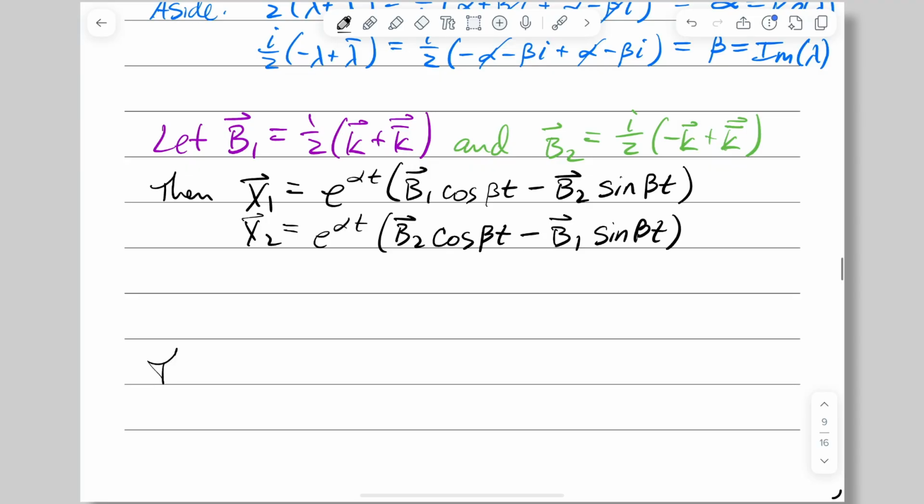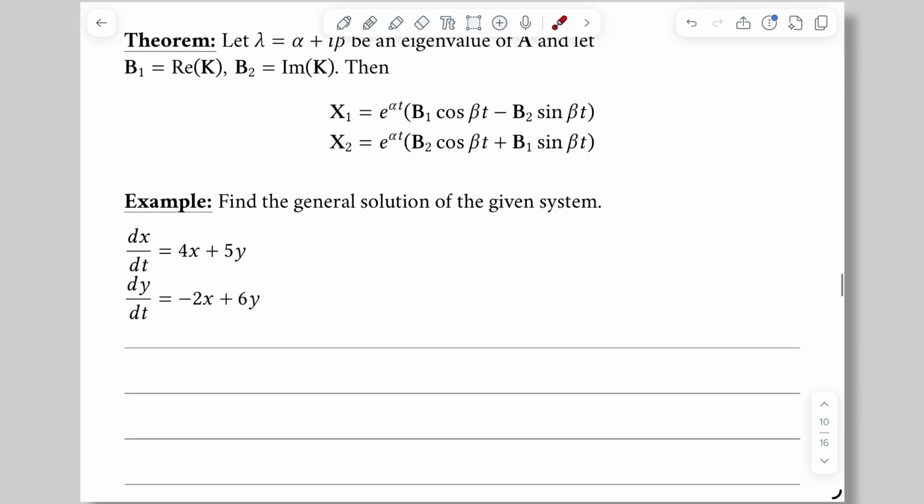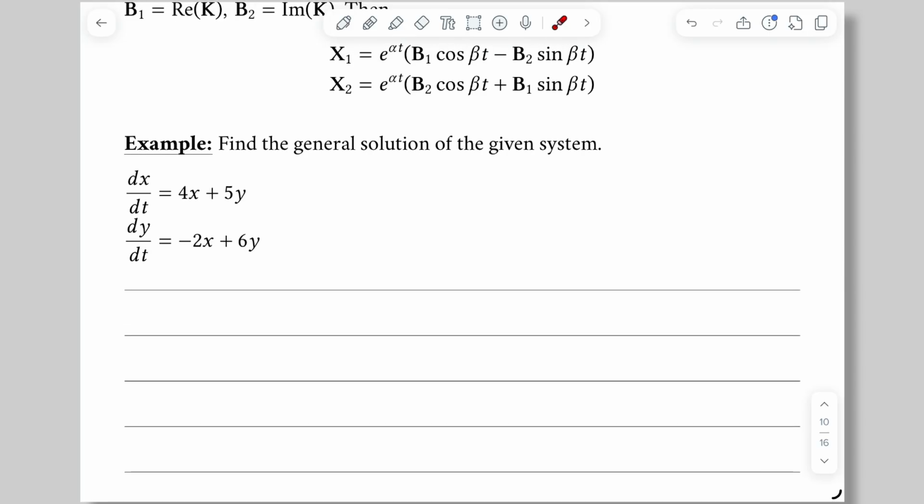This leads to a theorem. Let lambda equal alpha plus i beta be an eigenvalue of A, and let B1 be the real part of the vector k and B2 be the imaginary part of the vector k. Then x1 is e to the alpha t times the quantity of b1 cosine beta t minus b2 sine beta t. x2 is e to the alpha t b2 cosine beta t plus b1 sine beta t. That's a bit to remember. You'll probably remember it just by using it a few times. And let's get into that.